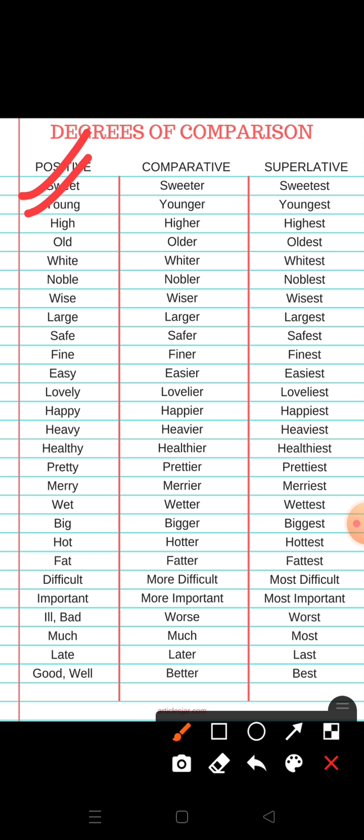This way, most of these are similar. Then we have difficult, more difficult, most difficult. Important, more important, most important. Bad, worse, worst. Ill, also the same comparative degree for the word ill. Then much, more, most. Late, later, last. Then good or well, better, best. So these are some of the degrees of comparison we read. You should read more, and if you have any doubt you can ask.